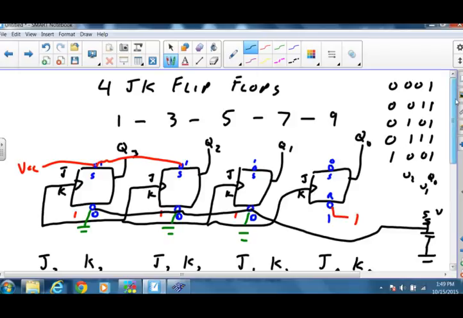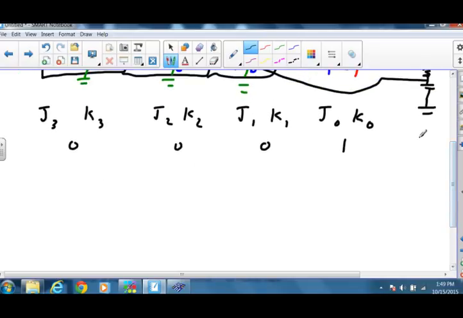Now, on the side here, we're going to say, what do I have to do to set these guys? If I'm 0 and I want to go to 1, then I could have a toggle to do that, or I could have a 1 and a 0 to do that. So if I want to set, I have to have a 1, but I don't care what the K guy is. So this is J and this is K.